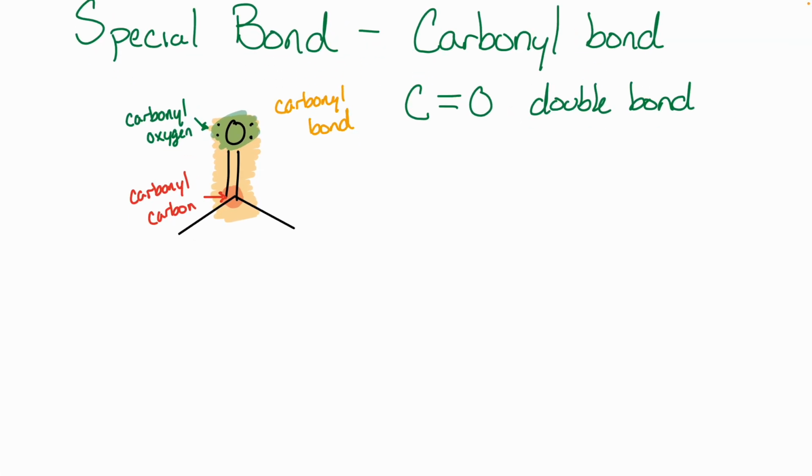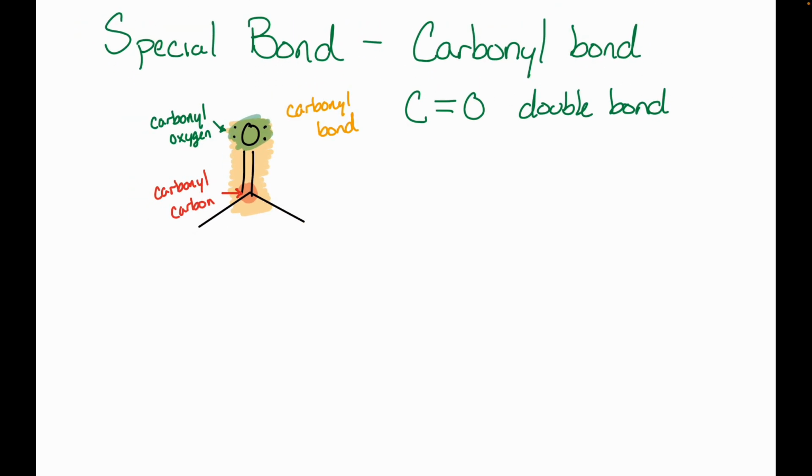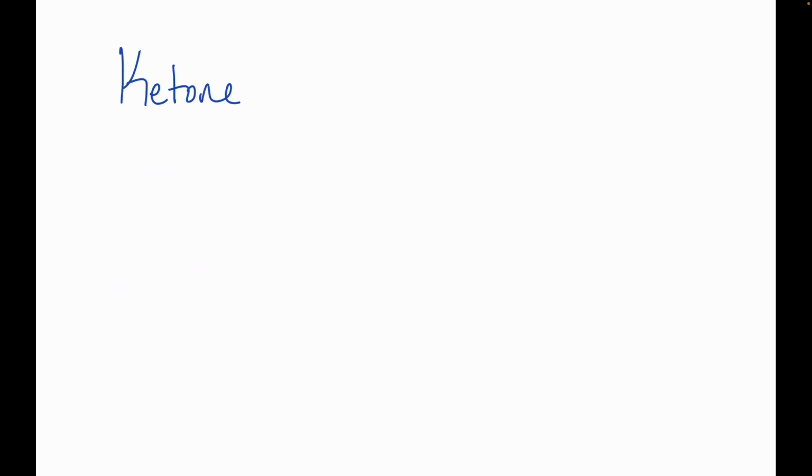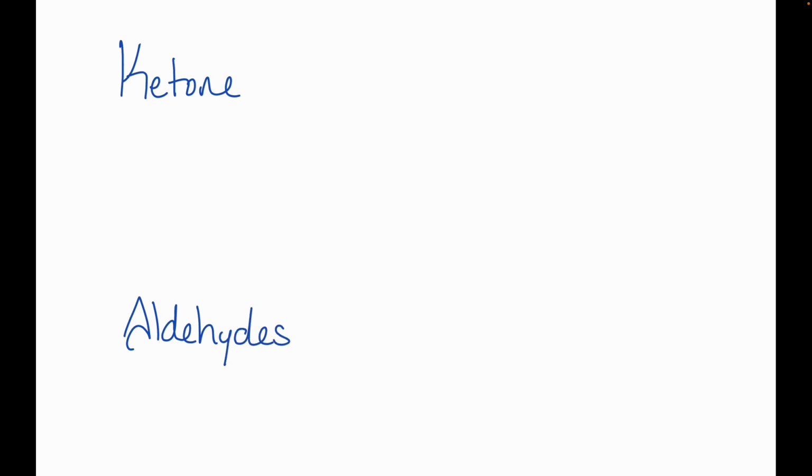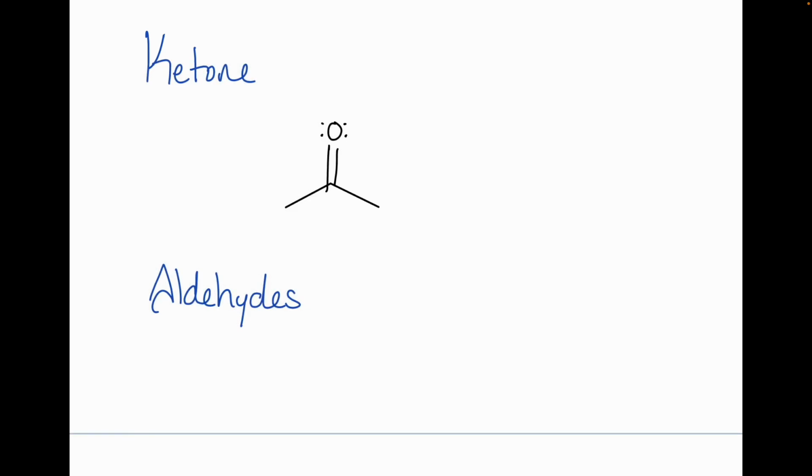All right, so again, these functional groups contain a carbonyl bond here. We have ketones and aldehydes, and these are both very similar. Let me just do an example. Acetone would be an example of a ketone. But if instead I drew those three carbons and I stuck that carbonyl group on the end, that would be considered an aldehyde.